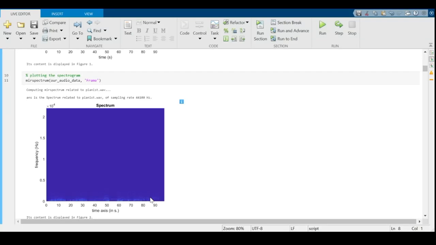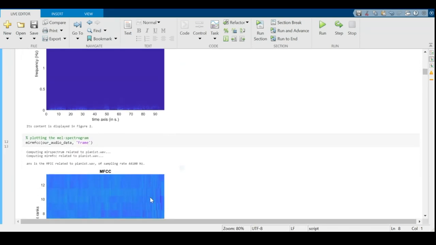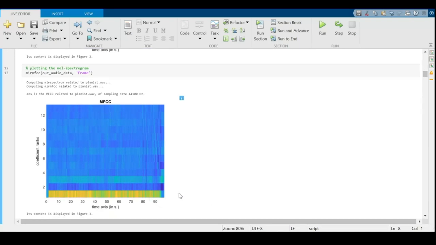It's widely used in audio processing, speech recognition, and music analysis. A mel spectrogram, on the other hand, is a modified version of a spectrogram that is designed to mimic how we perceive sound. Our ears don't perceive all frequencies equally. We're more sensitive to some ranges of frequencies than others. The mel spectrogram takes this into account.